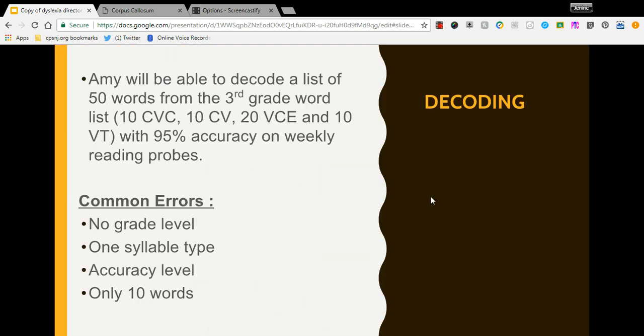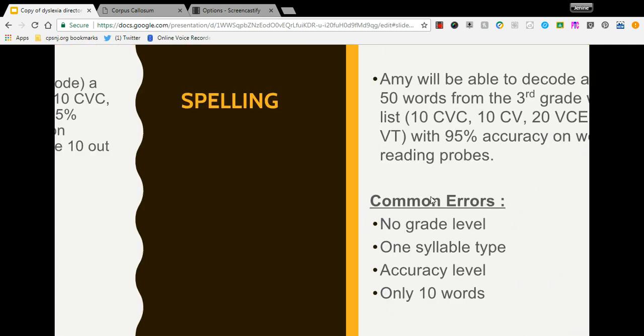Okay, with decoding, here's an example. Amy will be able to decode a list of 50 words from the third grade word list, 10 CVC, 10 CV, 20 vowel consonants, and so forth, with 95% accuracy on weekly reading probe. Common errors is not grade level. Also just targeting one syllable type and lack of accuracy level. And sometimes there's too small of a bank of words provided.